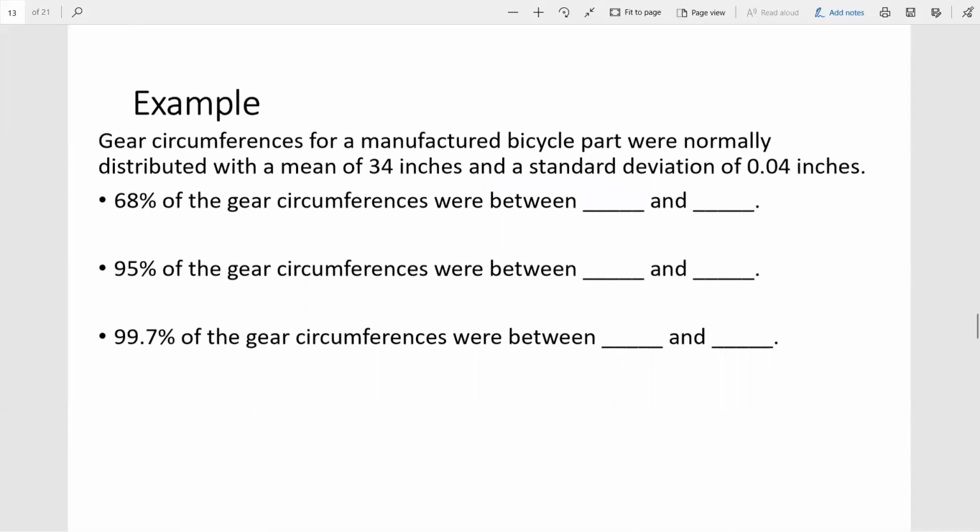Now, another example, you're making a gear for a manufactured bicycle part. They're normally distributed. They should have a spec of 34 inches. And you expect that the bicycle parts that are made are going to meet that spec within a certain tolerance. The ones that are being manufactured now have a standard deviation of 0.04 inches. And we want to fill out the 68%, the 95%, and the 99.7%. So basically the sigma is 0.04.